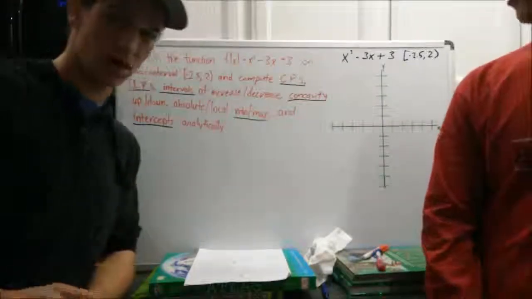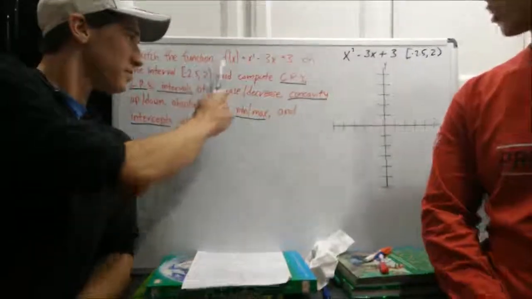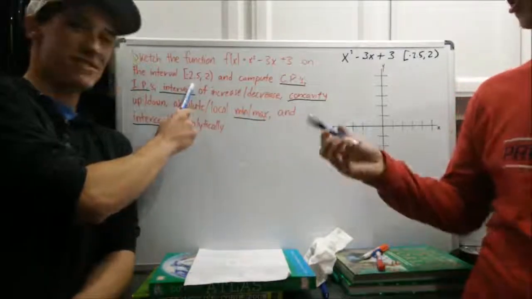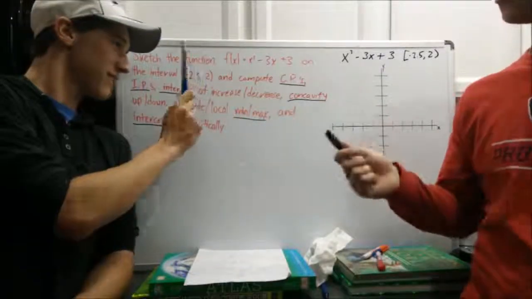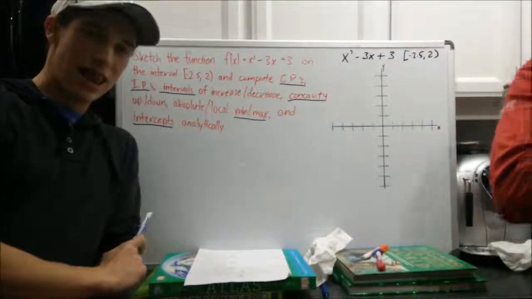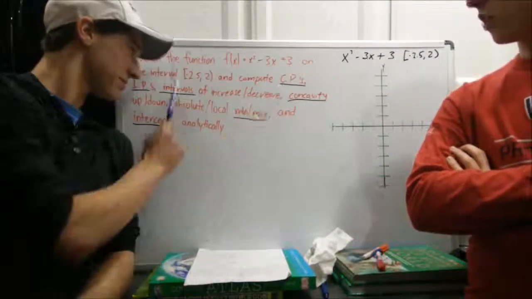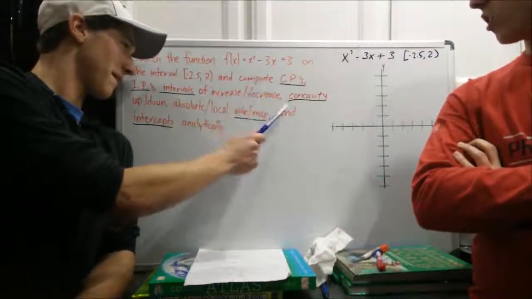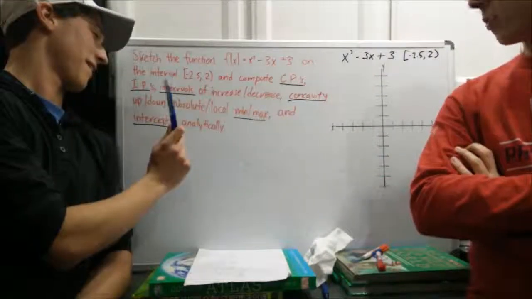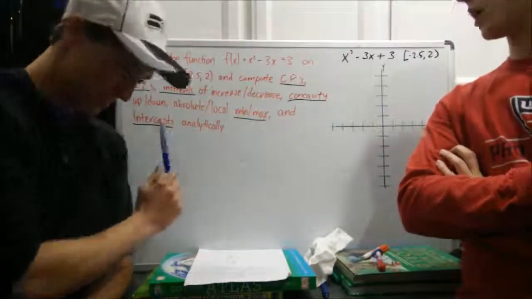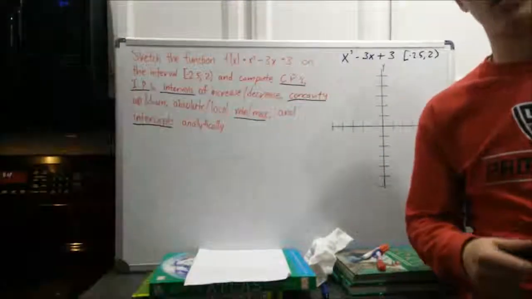We changed a few of the numbers on it, and it's the very last question on the test. Sketch the function f of x equals x cubed minus 3x plus 3 on the interval [-2.5, 2), where negative 2.5 is a closed endpoint and 2 is open, and compute the critical points, the inflection points, the intervals of increase and decrease, the concavity, whether it's up or down, absolute and local minimums and maximums, and the intercepts, all of this analytically.